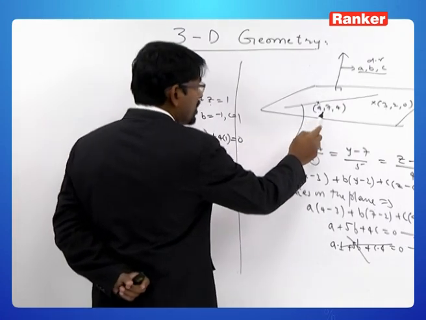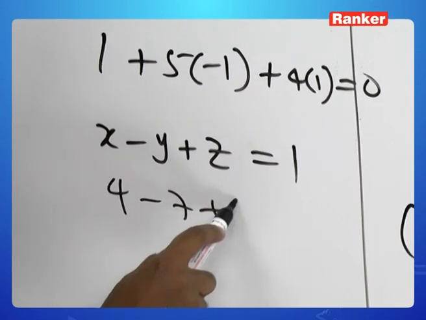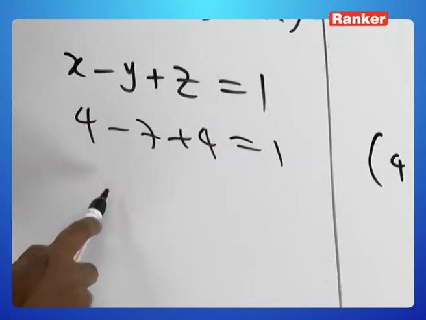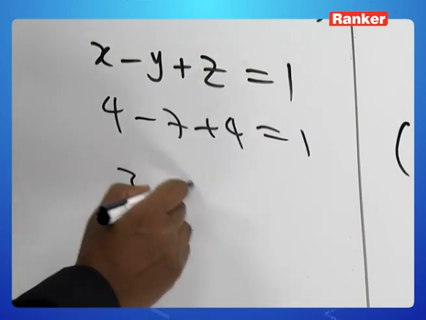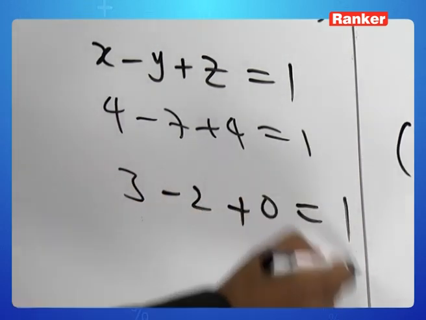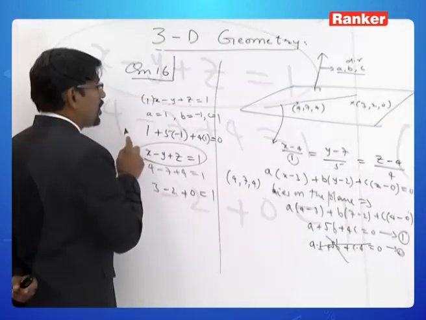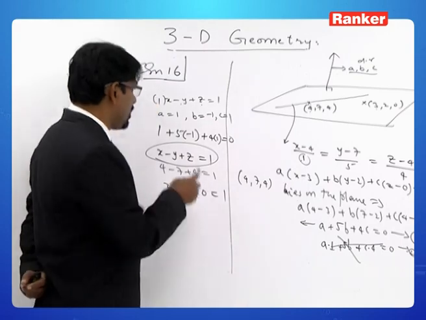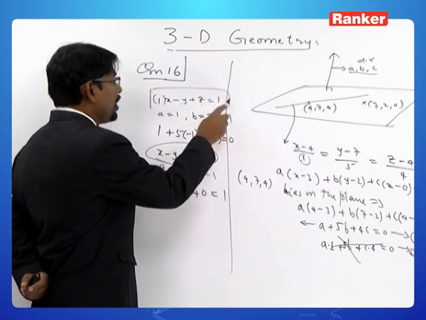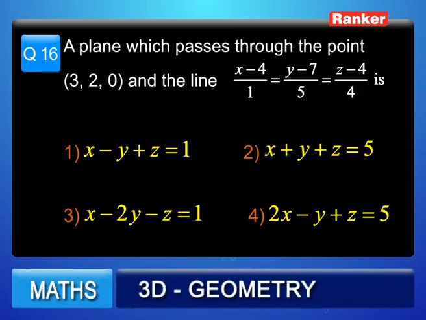Let's see if it satisfies this equation. At this point, 4 minus 7 plus 4 is equal to 1. That's okay. And then we have here 3 minus 2 plus 0 is equal to 1. So, both these points are satisfied by this equation. And also, the equation governed by the DRs is satisfied by this equation, x minus y plus z equal to 1. So, the right option here is option 1.